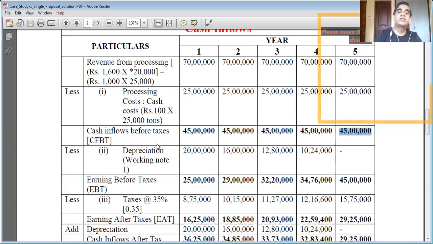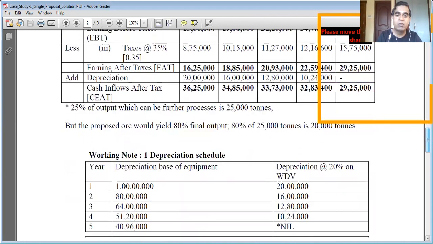Next we need to reduce or less depreciation before we charge tax. Why do we need to deduct depreciation? Because depreciation is tax deductible. It gives a benefit to the company. We have some figures here: depreciation in year 1 is 20 lakh, in the second year 16 lakh, and so on. So we will have a small working note to prepare this depreciation schedule for the new equipment. I hope you are with me.